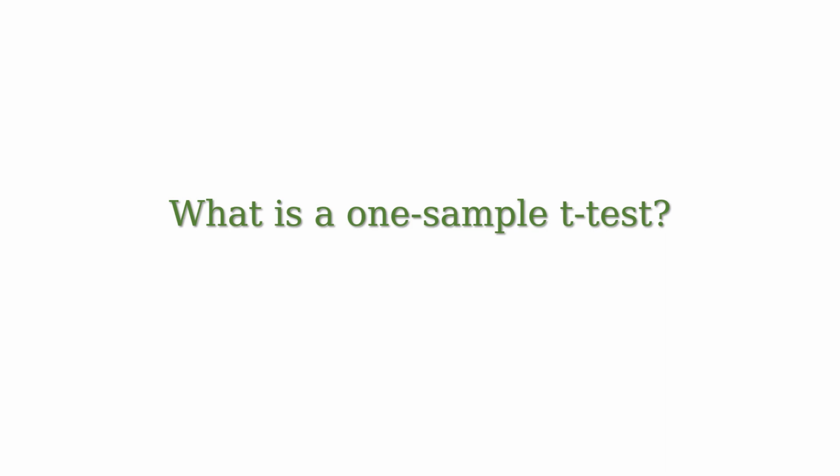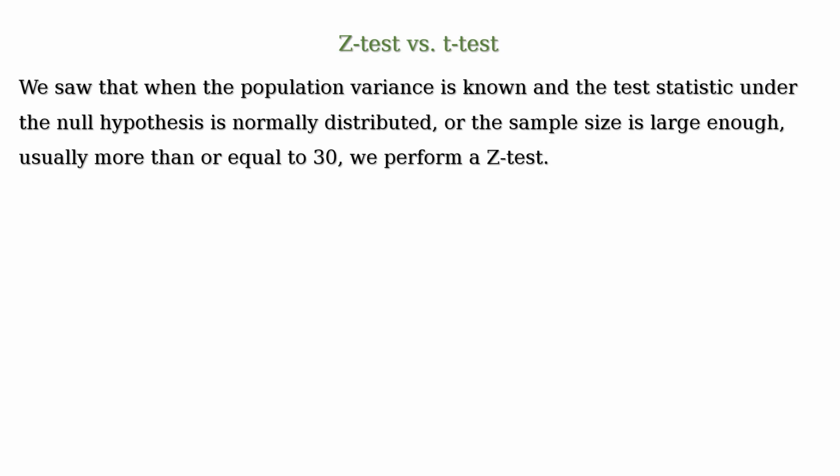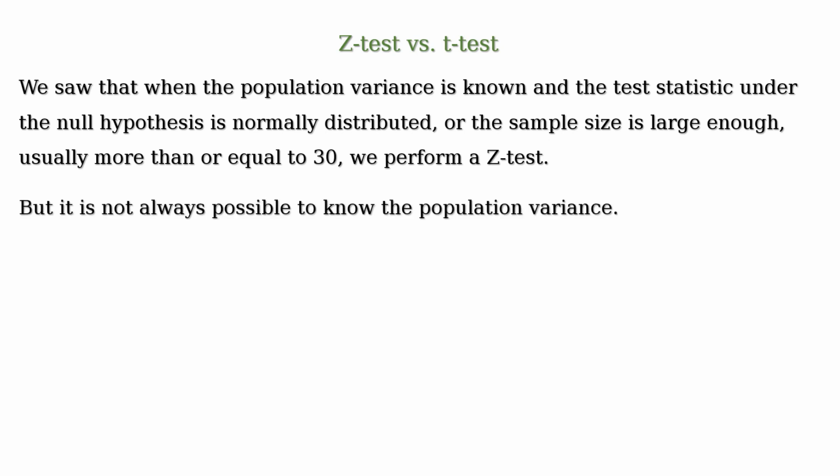In our previous video, we discussed one-sample z-test. We saw that when the population variance is known and the test statistic under the null hypothesis is normally distributed, or the sample size is large enough, usually more than or equal to 30, we perform a z-test. But it is not always possible to know the population variance.